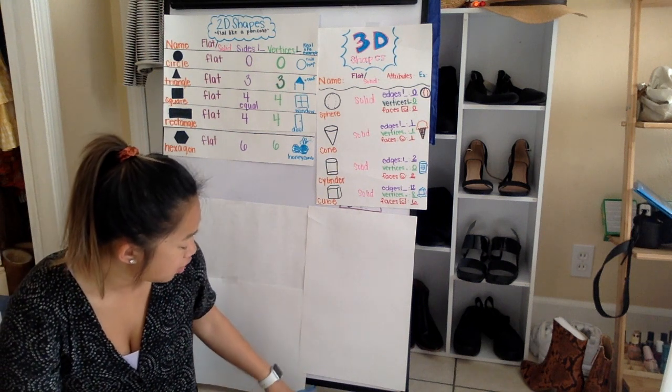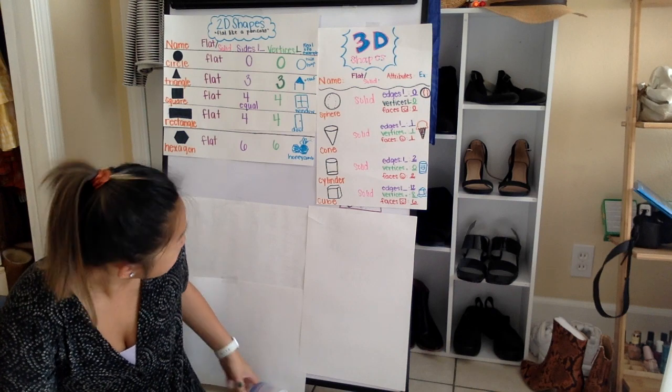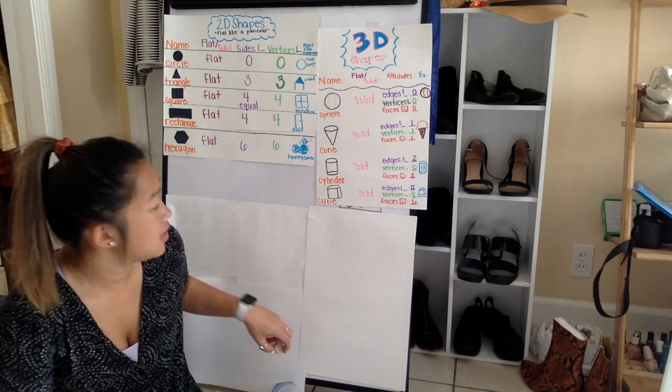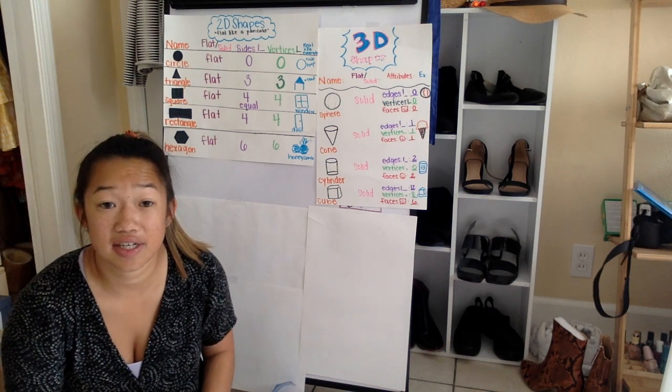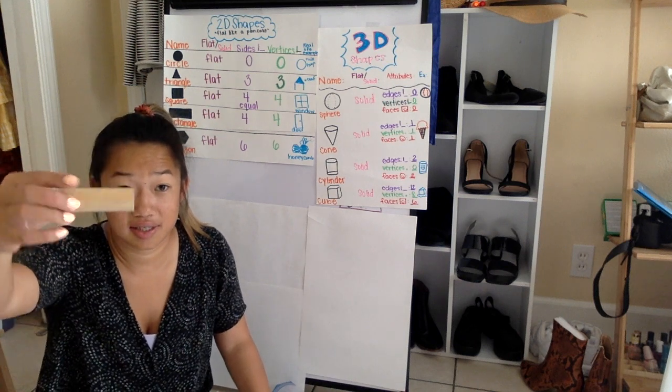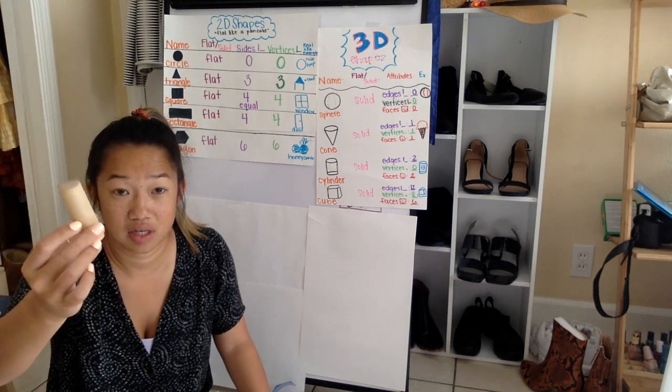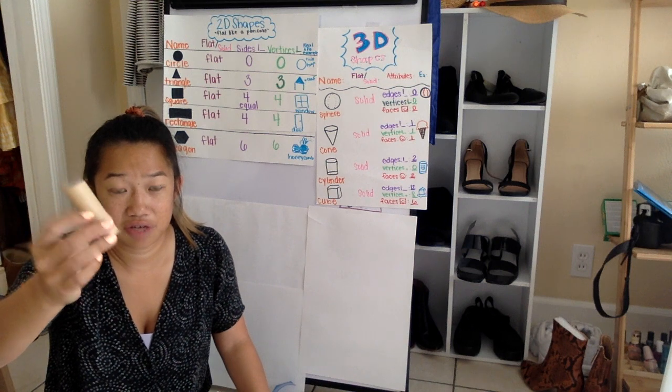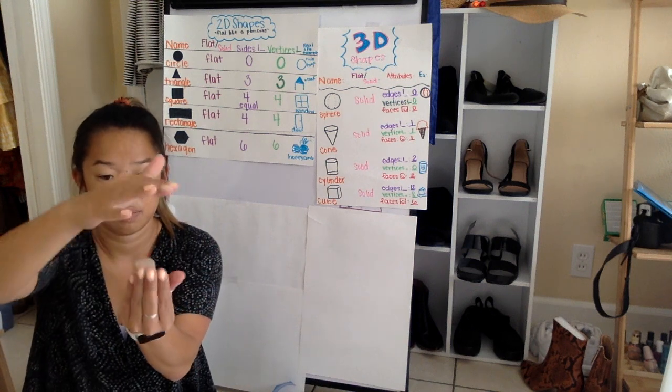All right, we've got two more 3D shapes to talk about. Our next one is a cylinder. Can you say cylinder? And it looks like this. Cylinder. All right, boys and girls, is our cylinder flat or solid?